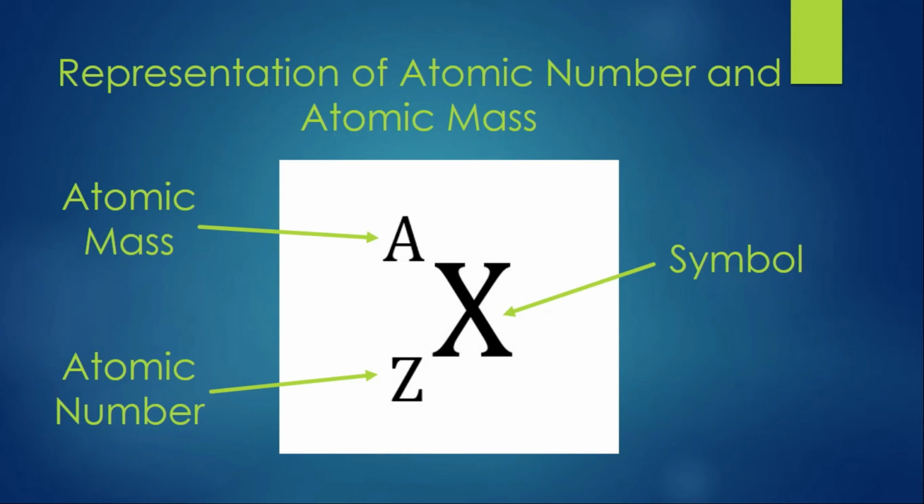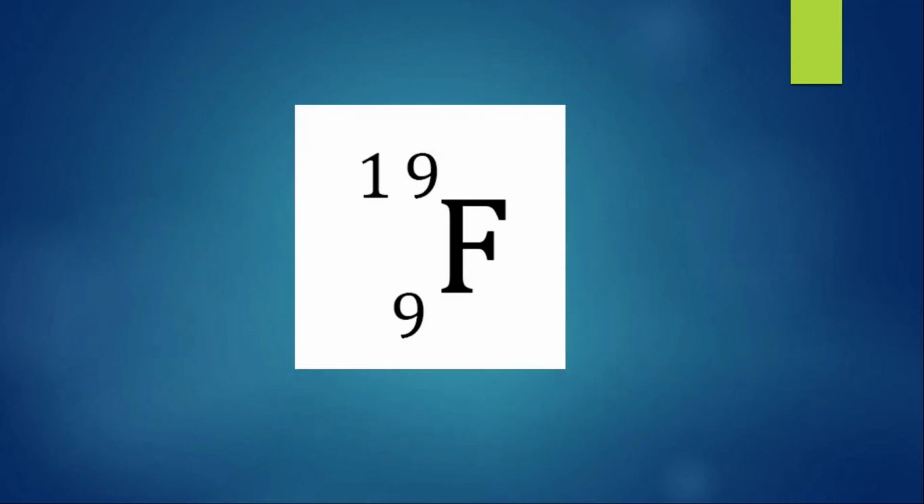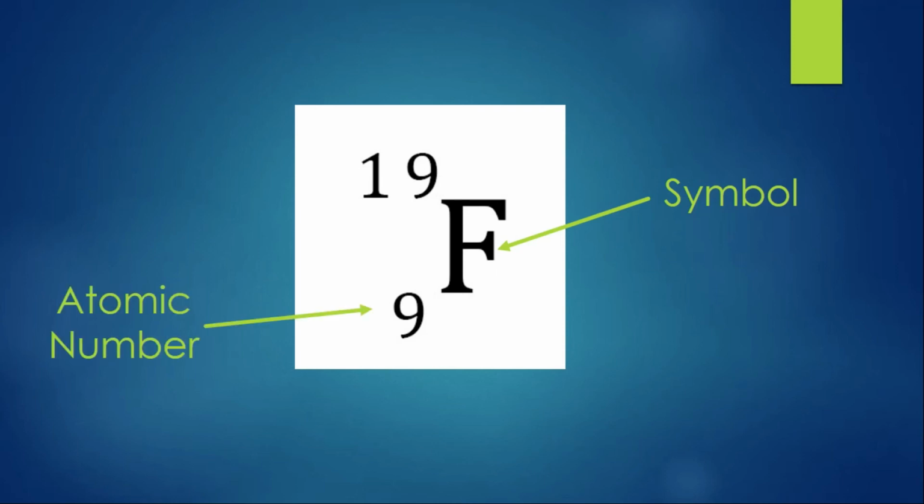So if I need to show this information for some element, say fluorine, I would write it somewhat like this. Here F again is the symbol or the short form of the element, this 9 here is the atomic number and 19 is its atomic mass. Always remember that atomic mass is kept above and atomic number is kept below the symbol.